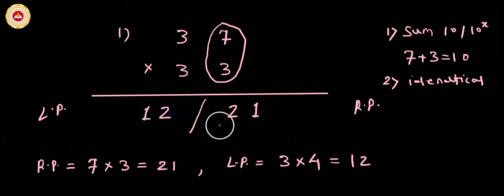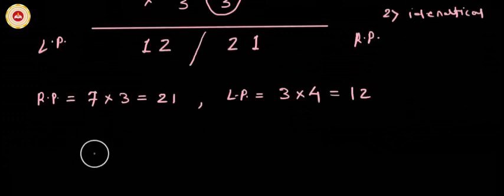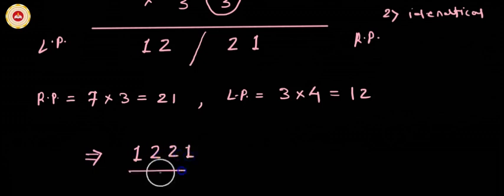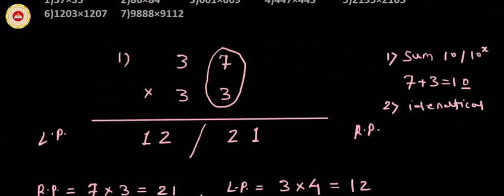Write 12 here. How many zeros are there in the sum? There is only one zero. So we need two digits in right part, which we already have. So we can write 21 as it is. Let us write the answer, remove the slash and write the answer 1221. Let us solve the next example.